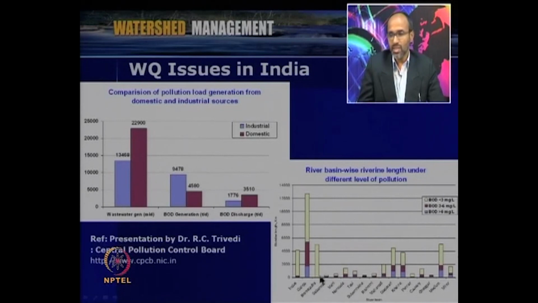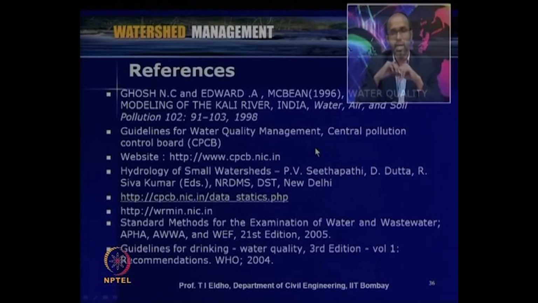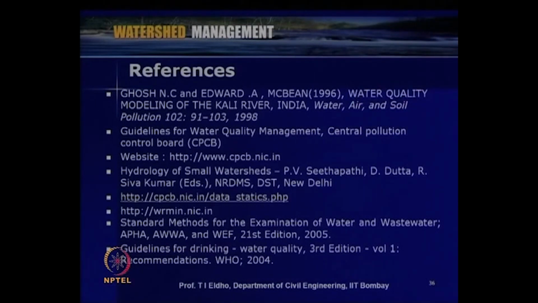Similarly for river basins, major rivers like Indus, Ganges, Brahmaputra, Sabarmati, etc. The color coding shows BOD ranges: red for more than 6 milligram per liter, another color between 3 to 6, and blue less than 3. You can see that a major stretch of the rivers has problems. So, as far as water quality is concerned, there are major issues in India, especially for surface water, the river water and lake water. Major pollution problems are there.